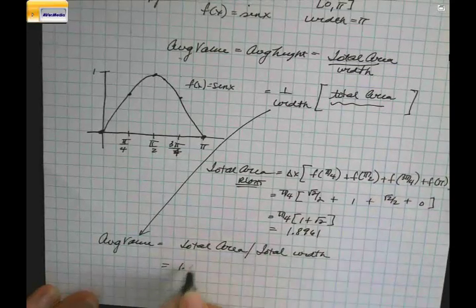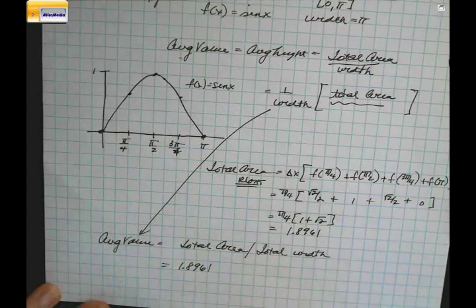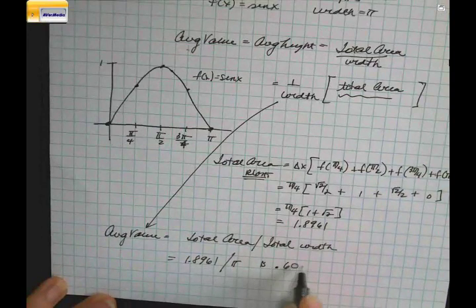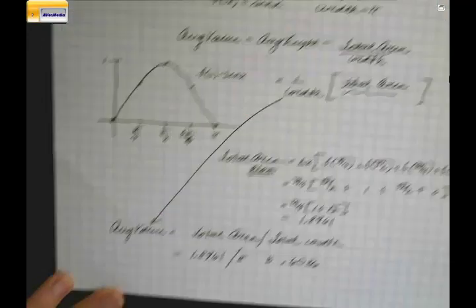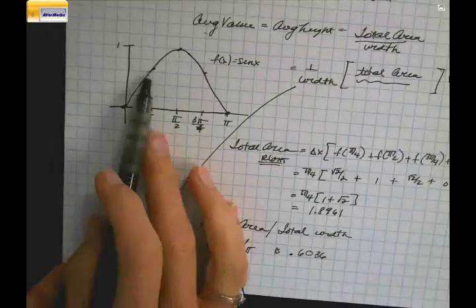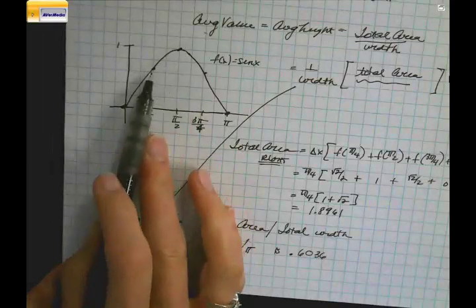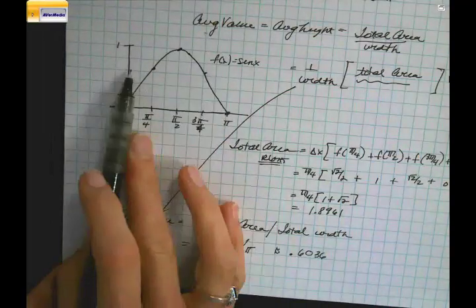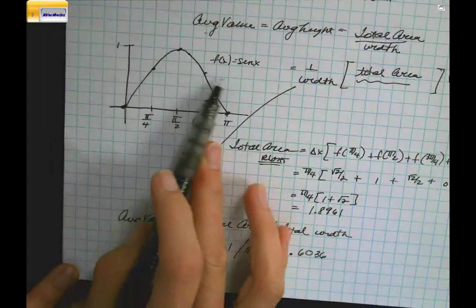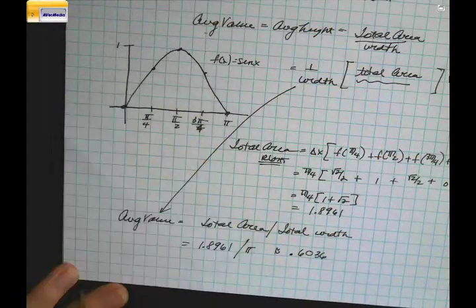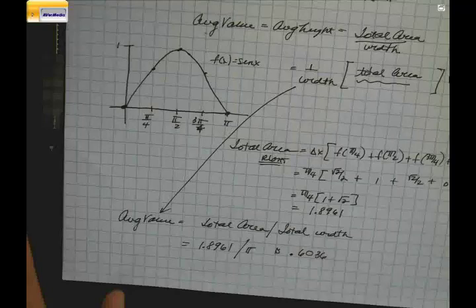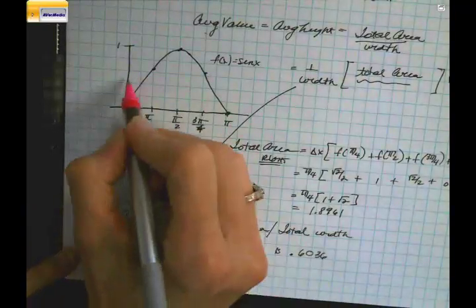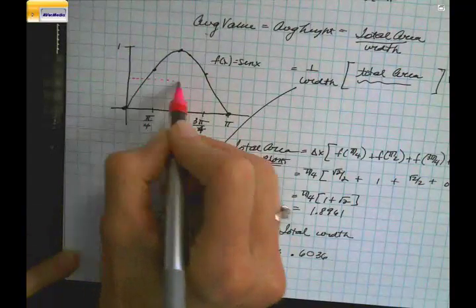Okay, and the total area is 1.8961, and the total width is pi. And when you do that, you get 0.6036. Well, it should be pretty good. You know, if this is 0.7 and this is 1, 0.6 would be just about in that region, which should level out in that region. So we should be pretty close. And what I'm visualizing is, if this is 0.6, it would probably be about right in here.